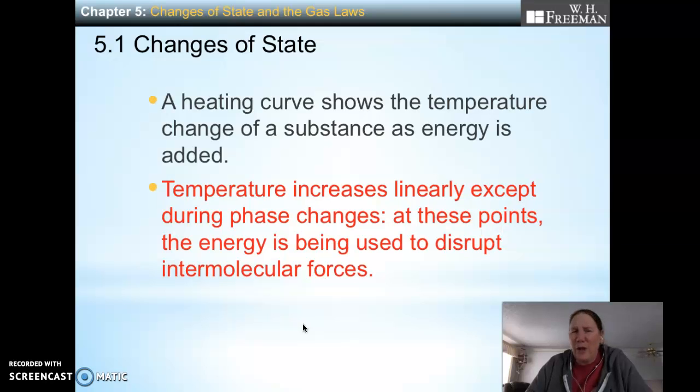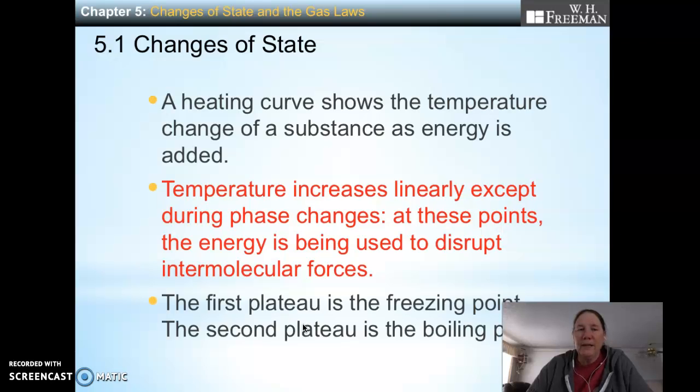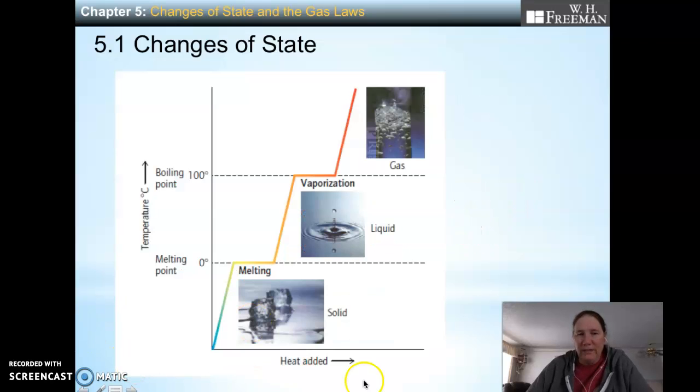Okay? And I have a graph to show you that in a minute. But whenever you see a flat spot on a heating curve, you know that's where a phase change is occurring. Okay? Right here. Okay, this explains it better.